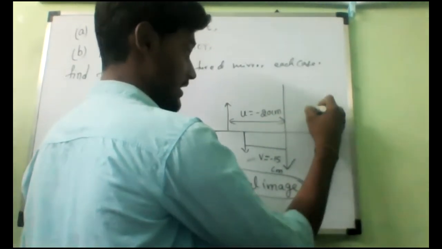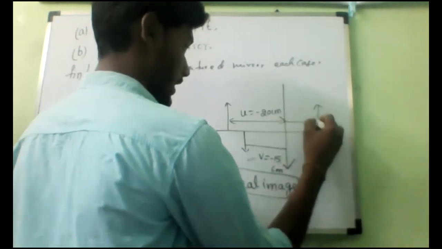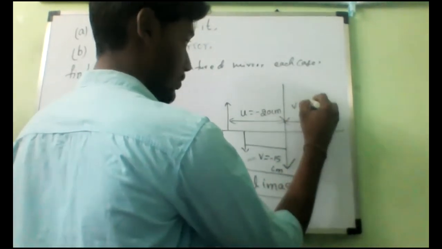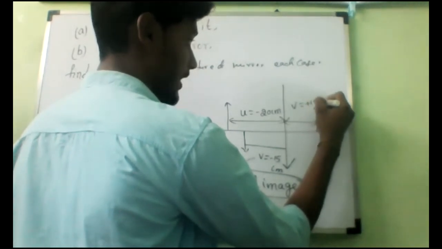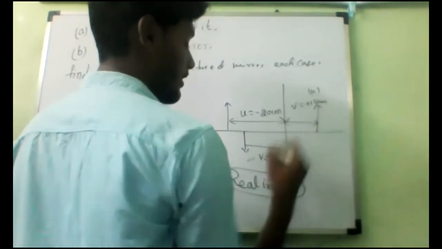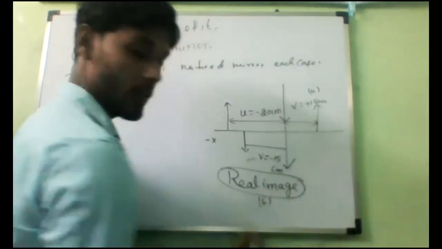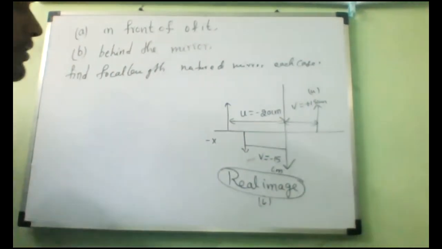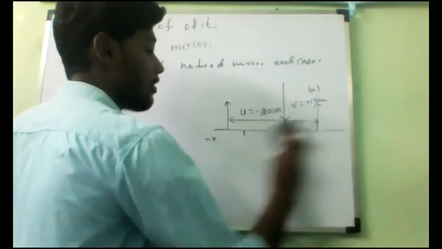Next case, the image is forming behind the mirror. So in this case 2, V is equal to positive, plus 15. Is it yes or no? All of you should remember.